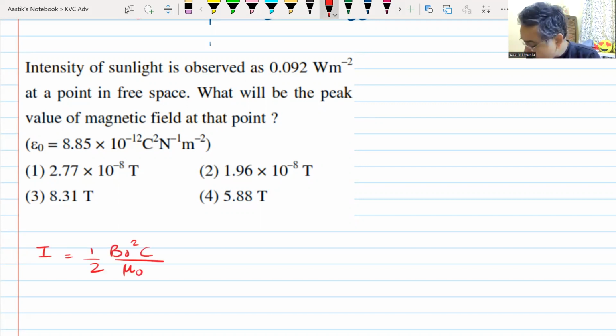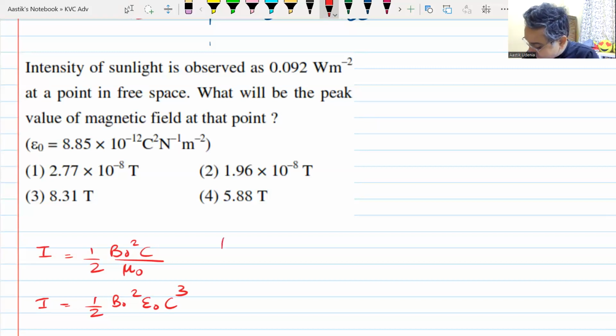Now 1 by mu naught is equal to epsilon naught into C square. Yes or no? Yes. So intensity is half B naught square into epsilon naught C cubed. Yes or no? Yes.